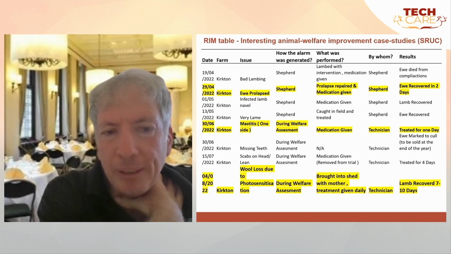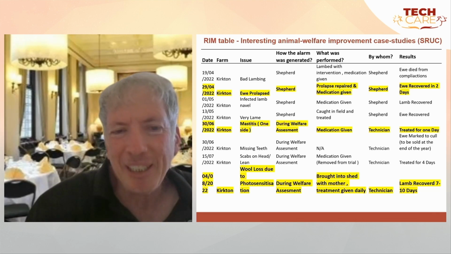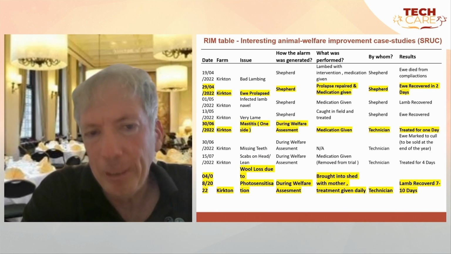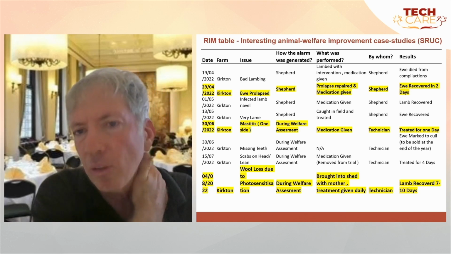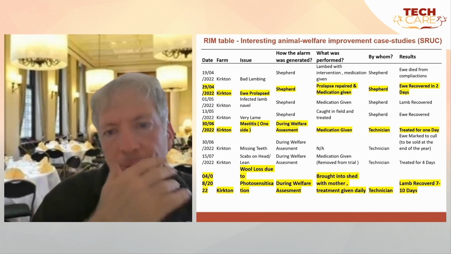These examples are from the SRUC. Actually, Claire probably can explain them better. Again, I randomly selected those that look interesting to me, but there are many like this, and this is all about this project. So it was in Crichton. You see the problem, the sheep itself recovered.